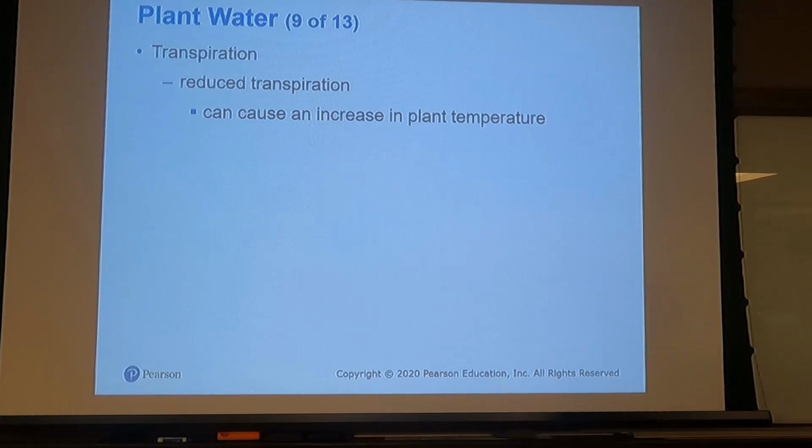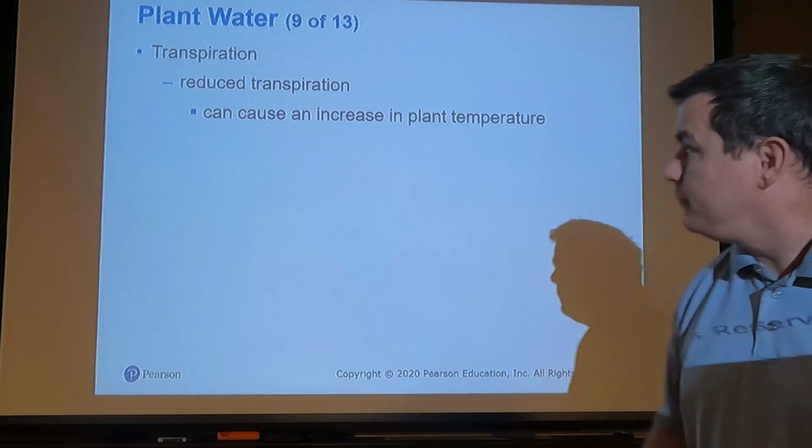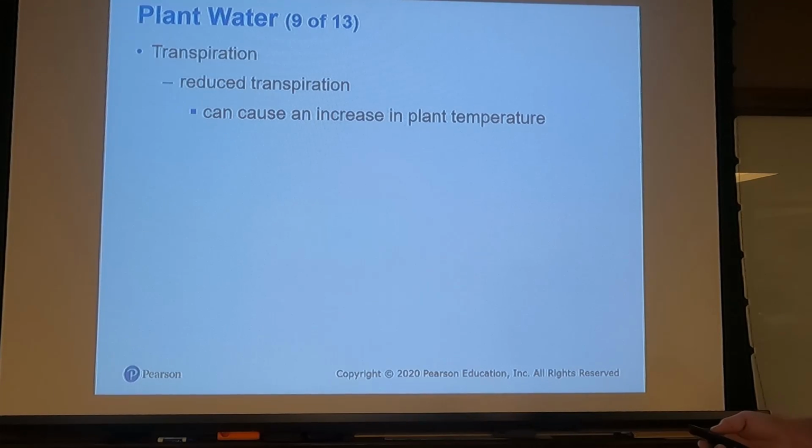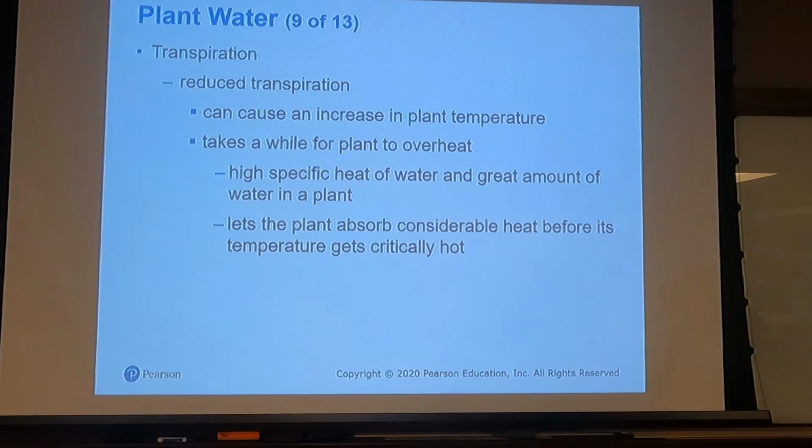And then also, if we reduce that transpiration, now the plants start to overheat. If we couldn't sweat, our body temperature would increase. Because they had that water in there, they're able to absorb more heat, and that'll give them time before they get critically hot. So we need to make sure that we have water in the plant to stop it from overheating. It's also how they get their nutrients.